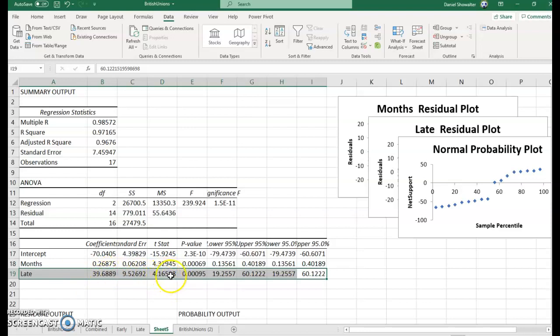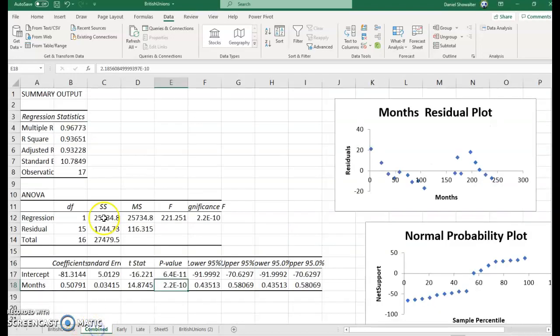Our t-statistic is 4.16, which would give us a p-value of 0.00095, well below the 0.05 cutoff that we would need to reject the null. So we do indeed reject the null hypothesis and conclude that the slope of late is significantly different from 0.